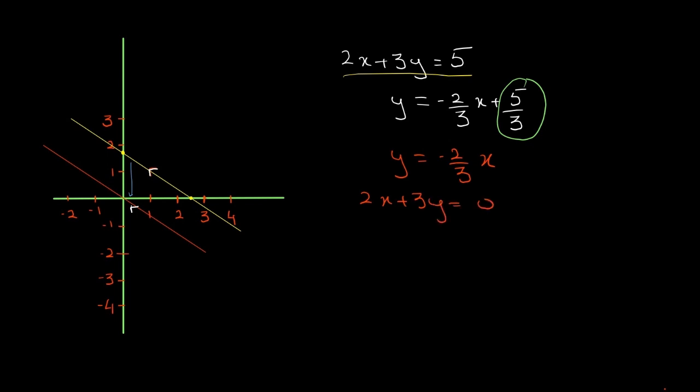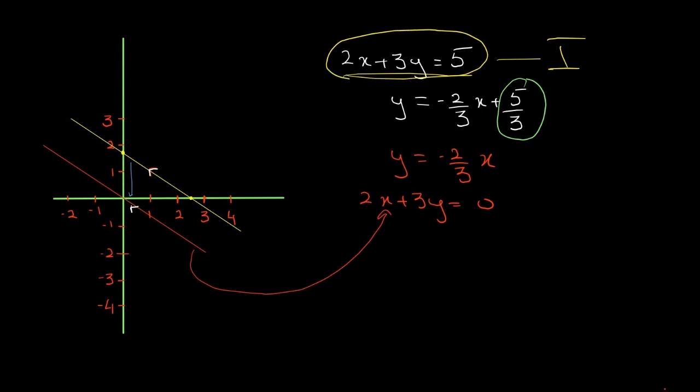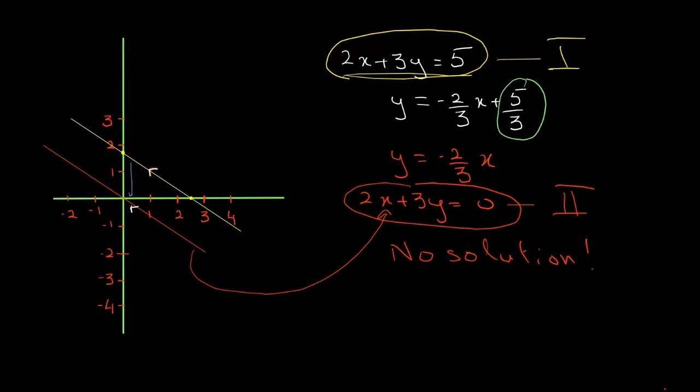And this is the equation of this line. So you can see equation 1, where 2x plus 3y is equal to 5, and equation 2, where 2x plus 3y is equal to 0, have no solution. They have no solution because they don't intersect, right? So that should be fairly obvious.